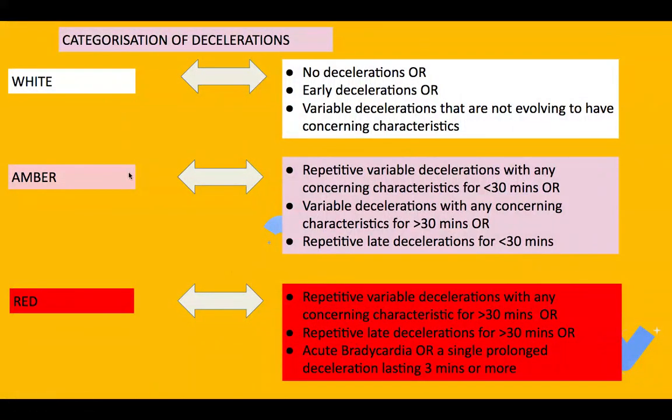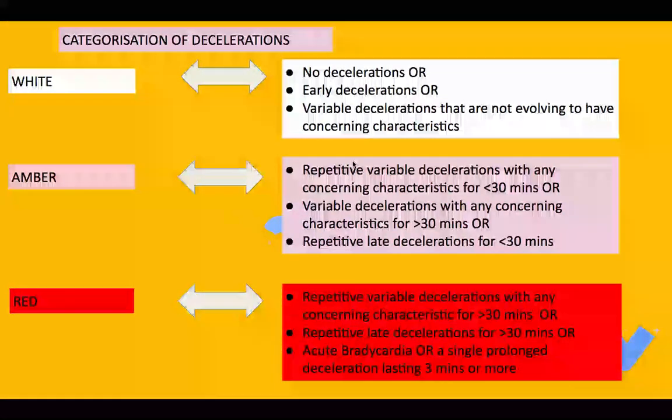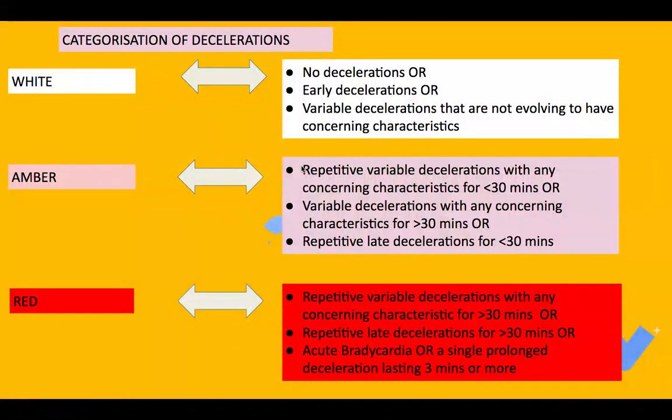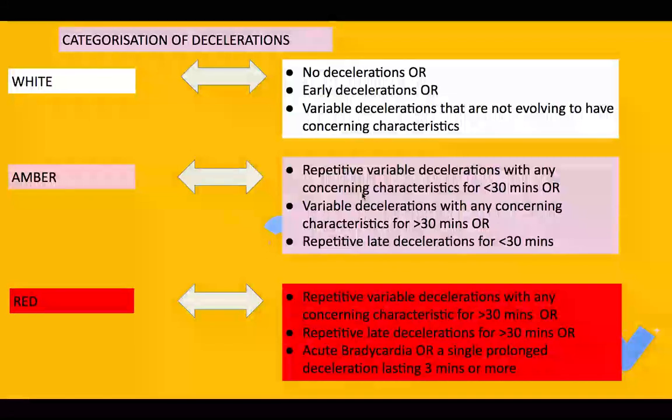Forget about all the story. All the rest we will discuss after this. But first of all, just remember these 2 words. Repetitive, now the variable deceleration, if they are not repetitive, they are not important. If they are not having any concerning feature, they are not important. They are only important when they are repetitive and when they have concerning characteristics, right?